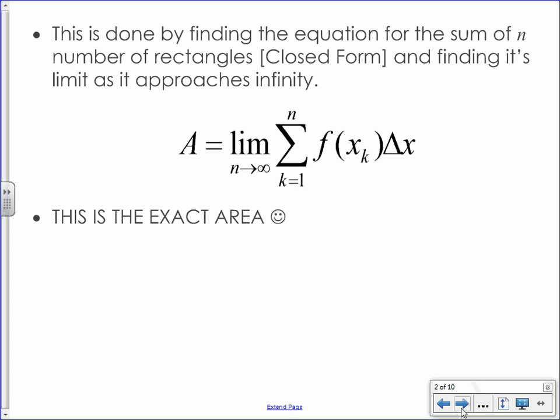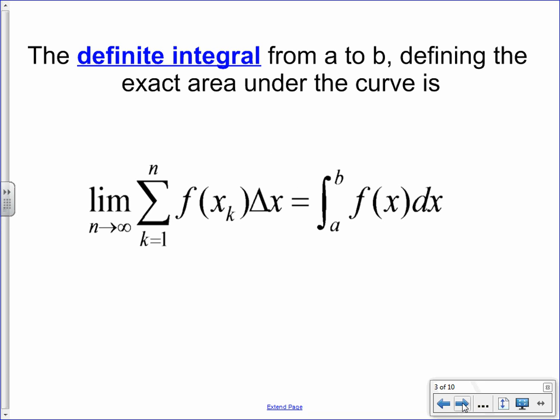When we take the limit of these sums, what we're doing is we are finding the definite integral of a function from A to B. That's what integral is short for. So this represents the exact area under the curve.